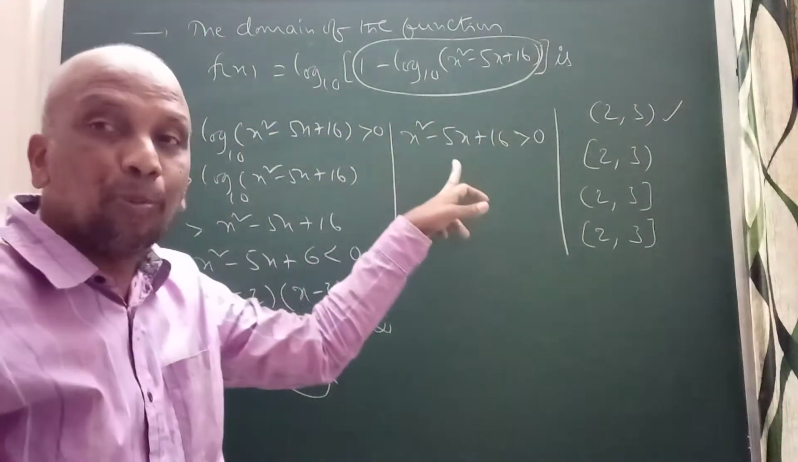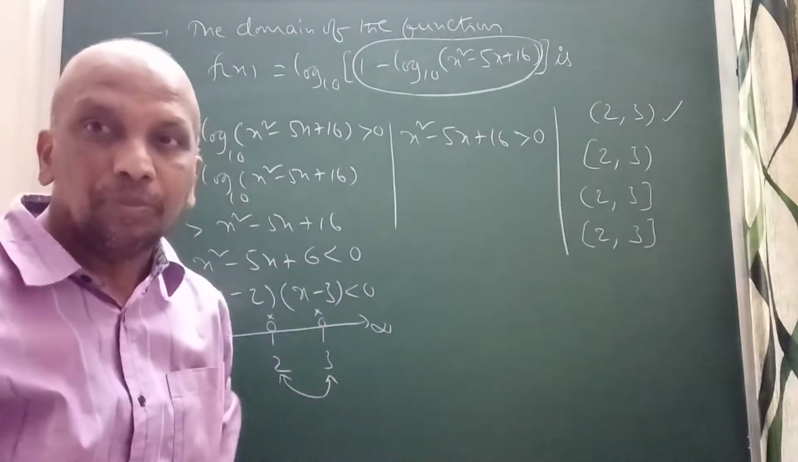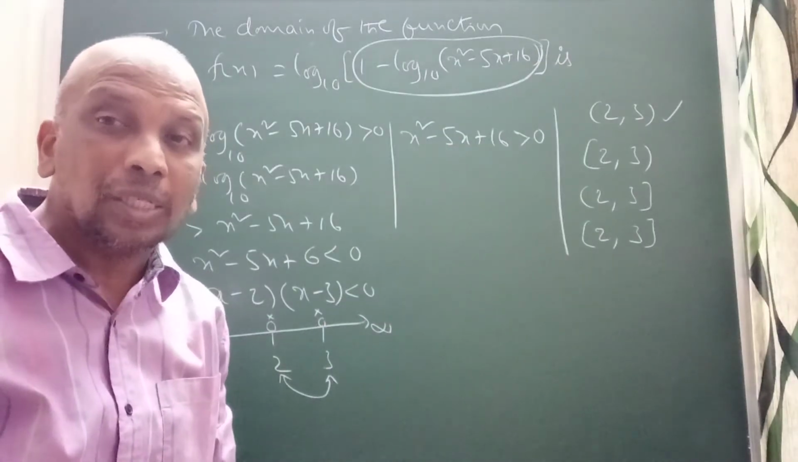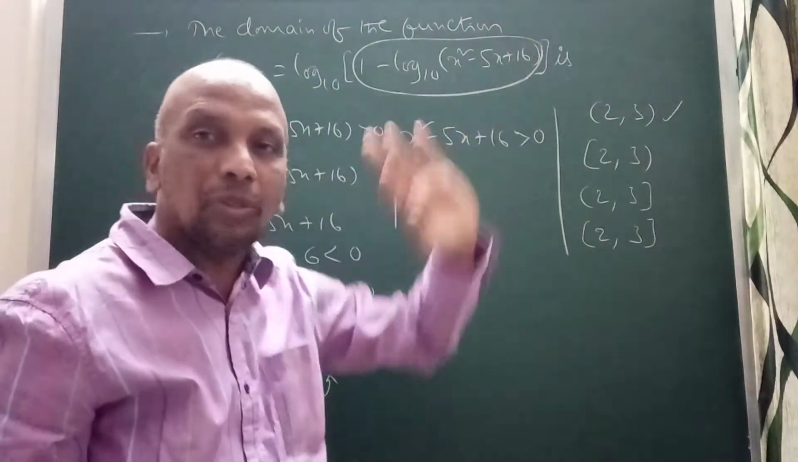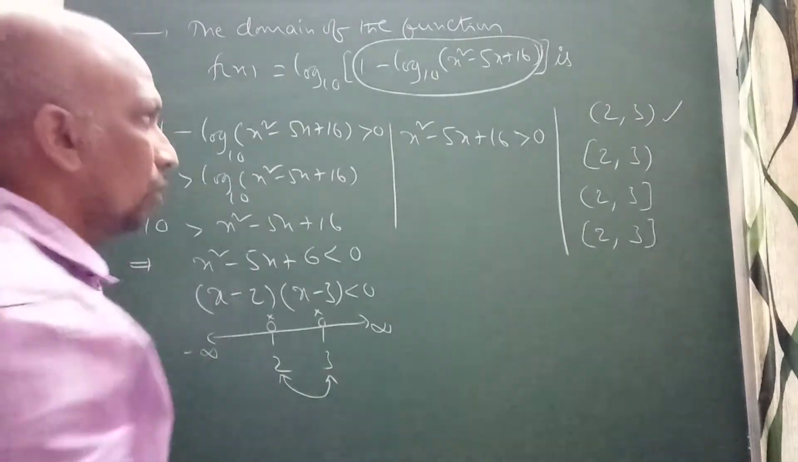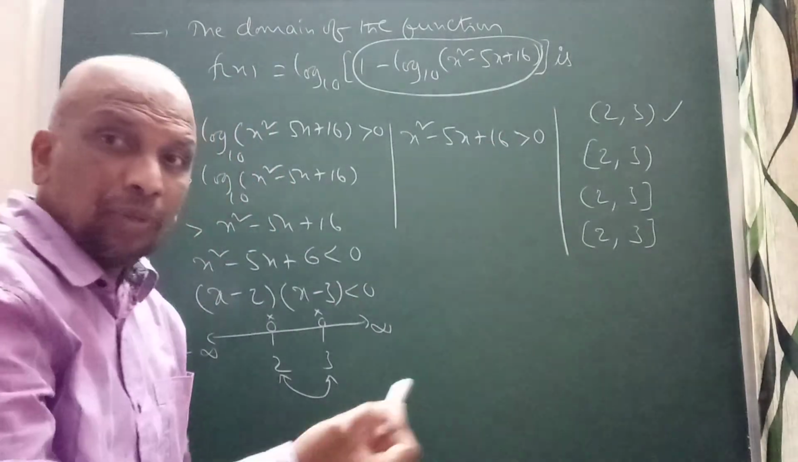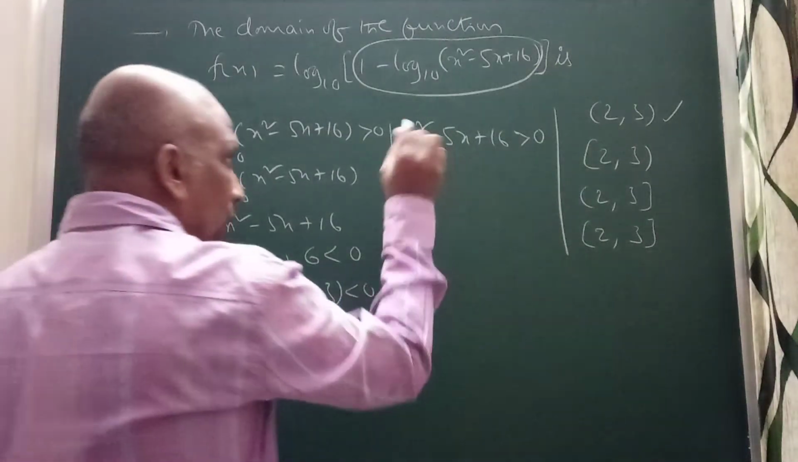Because this is an upward parabola above the x-axis. There are no real roots. Correct? Since there are no real roots, above the x-axis, upward parabola, your answer is (2, 3). That way you can decide. Still if you have doubt about this, you can verify. That is easy by using the discriminant. Easy. So we are not thinking about that way.